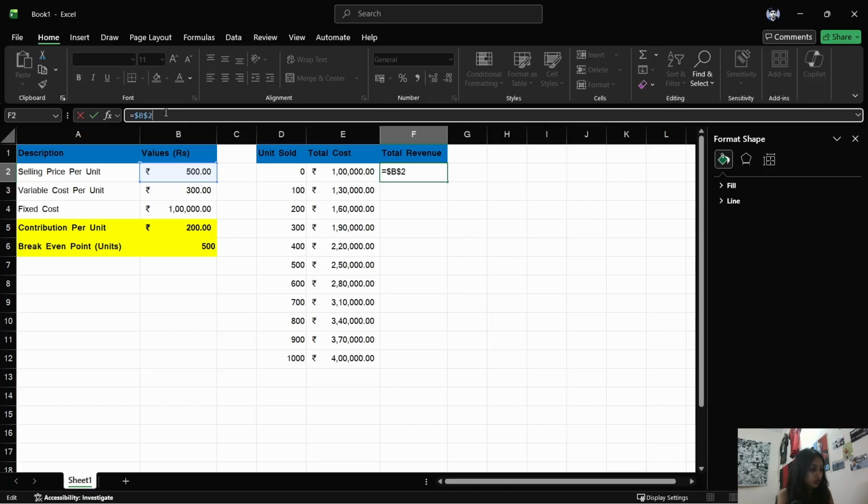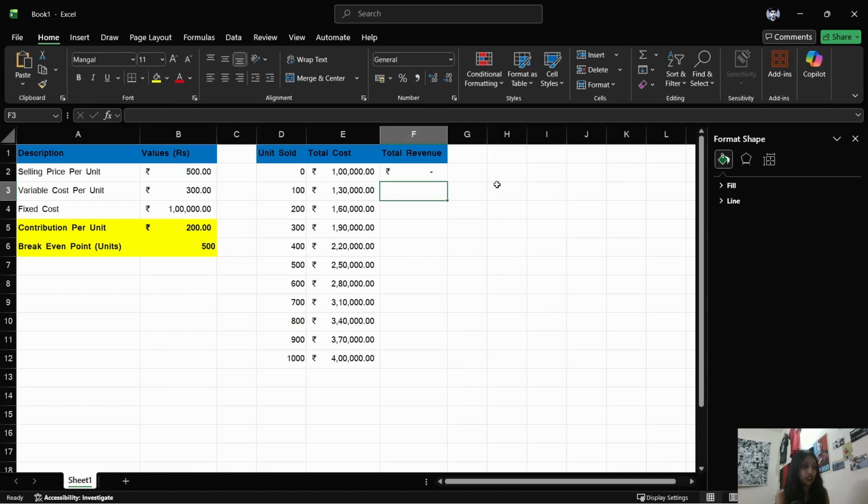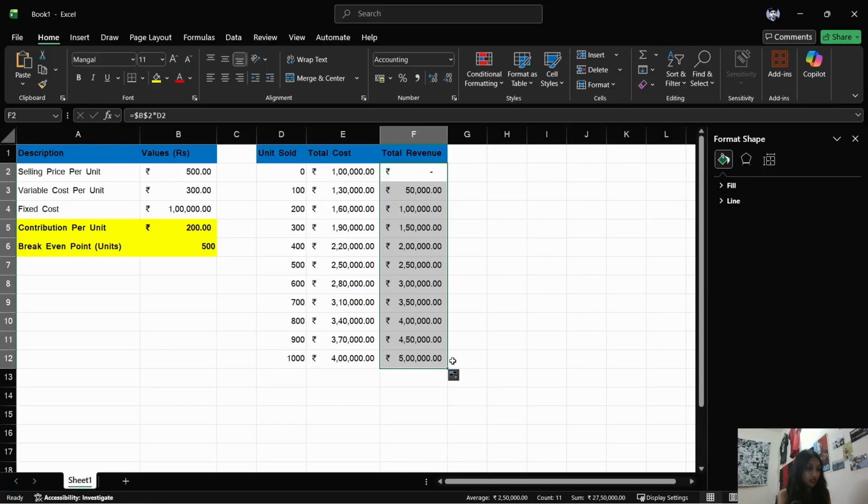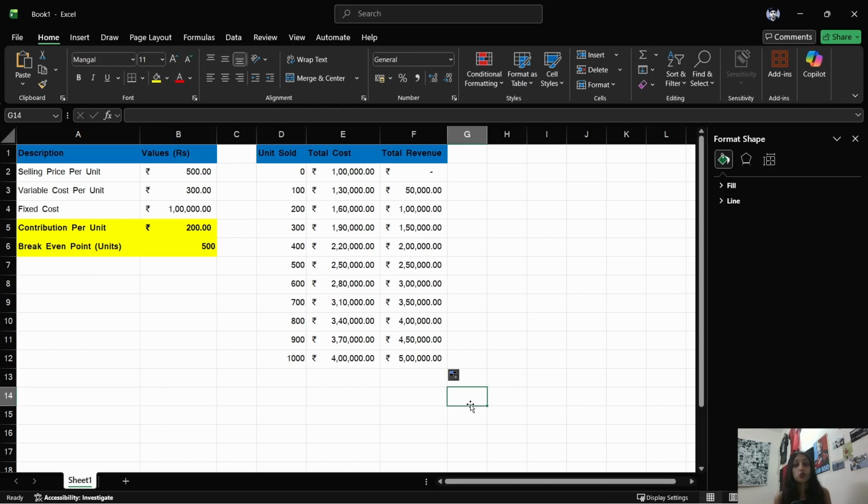into units sold. Enter. We got the value. Now I'm gonna drag it. Done. So this gives us a dynamic table where total cost and total revenue change with the number of units sold.